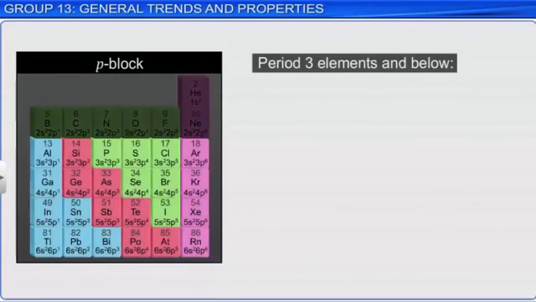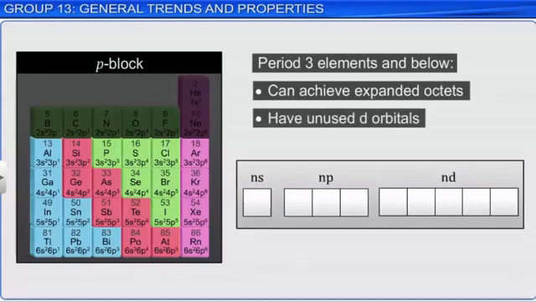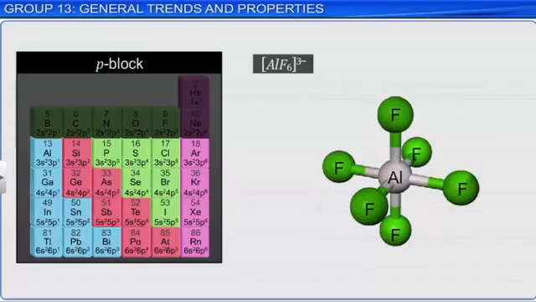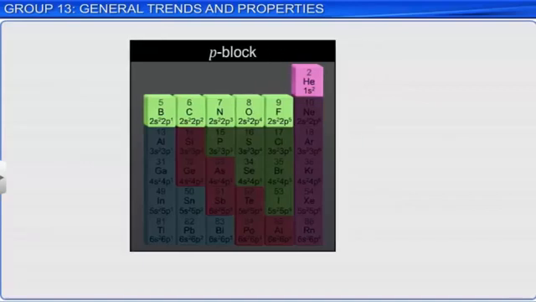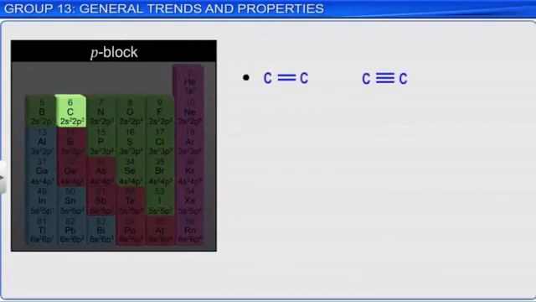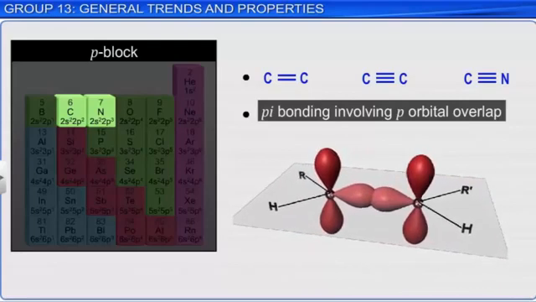The elements in period 3 and below can achieve expanded octets. Since these elements have unused d orbitals, they can have more than 8 electrons. Therefore, we observe the hexafluoroaluminate ion. We often observe that the first member in each group in the p block can form multiple bonds to itself and other elements in period 2. For example, carbon can form multiple bonds with itself as well as with nitrogen. These multiple bonds involve sideways overlapping, or pi bonding, of p orbitals.